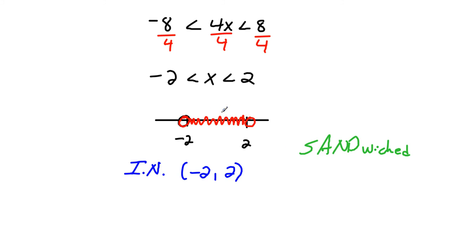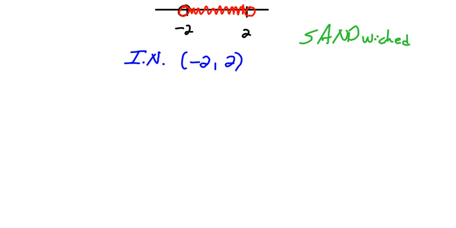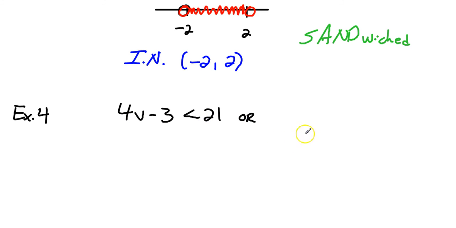Okay, now let me show you a couple of parts where sometimes you may get a trick question. So still solving some inequalities here. Let's just show you what you could possibly get for a trick question. Okay, so 4v minus 3 less than 21, or 2v minus 6 greater than or equal to negative 2.